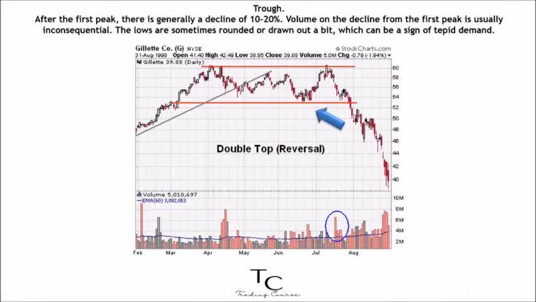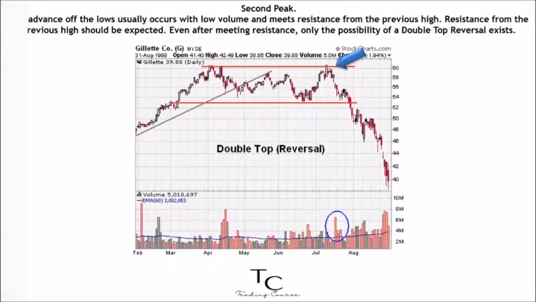Trough. After the first peak, there is generally a decline of 10 to 20%. Volume on the decline from the first peak is usually inconsequential. The lows are sometimes rounded or drawn out a bit, which can be a sign of tepid demand.